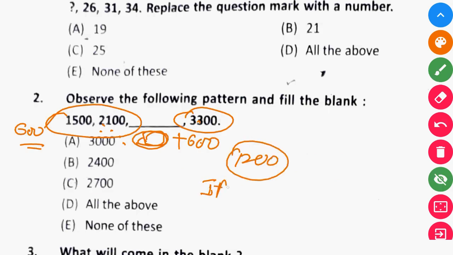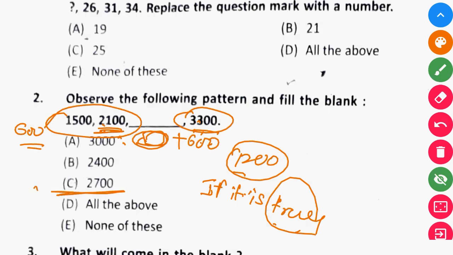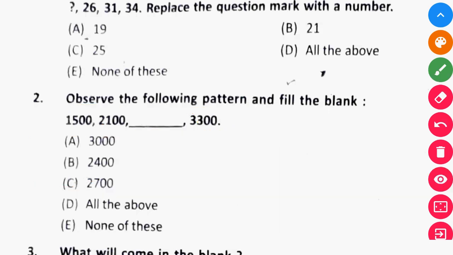If it is true, then you are in the right direction of finding the pattern. Okay, now it is true, because if we subtract 2100 from 3300, we get 1200. So the pattern is correct. So just add 600 to the 2100 and get your answer. So your answer is 2700.